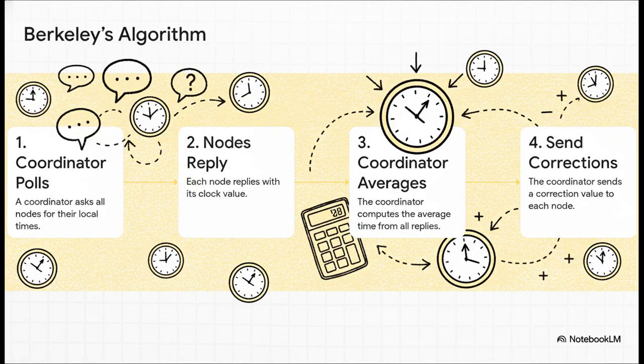Now, Berkeley's algorithm is a bit more democratic. Instead of one master time server that knows everything, you have a coordinator that asks everyone in the group, "Okay, everybody, what time do you have?" It gathers up all the answers, figures out the average time for the whole group, and then it tells everyone, "All right, team, here's the consensus. Let's all nudge our clocks to match this average." It's about finding an agreement, not just following orders.